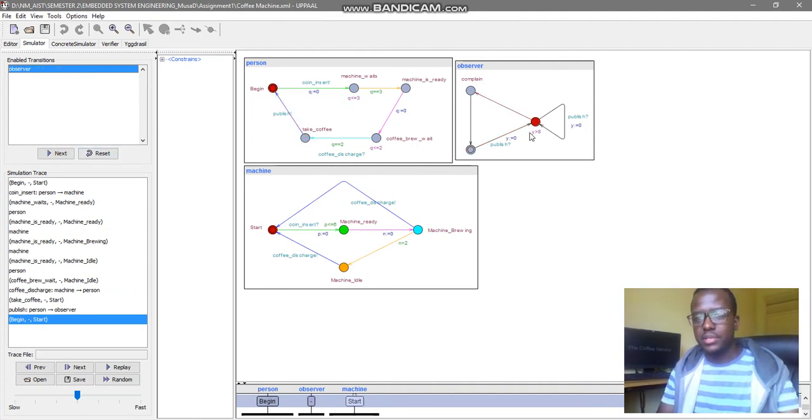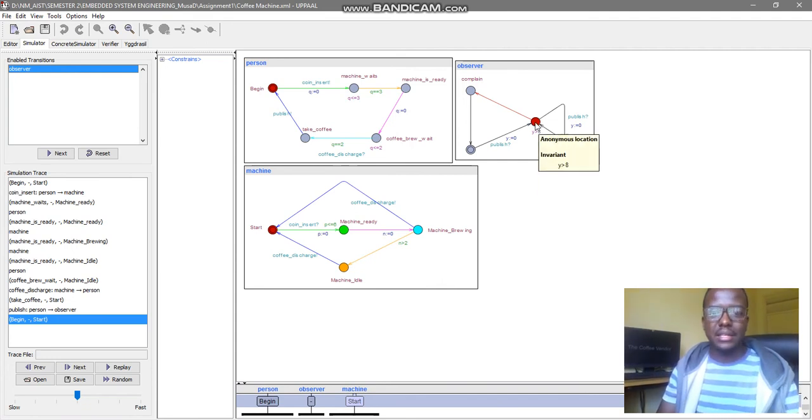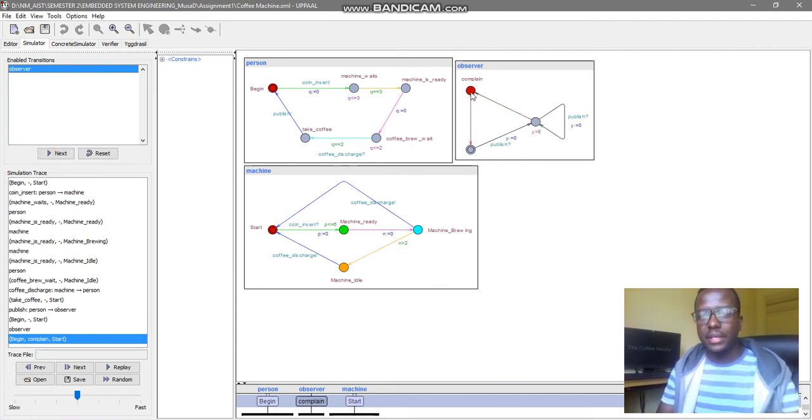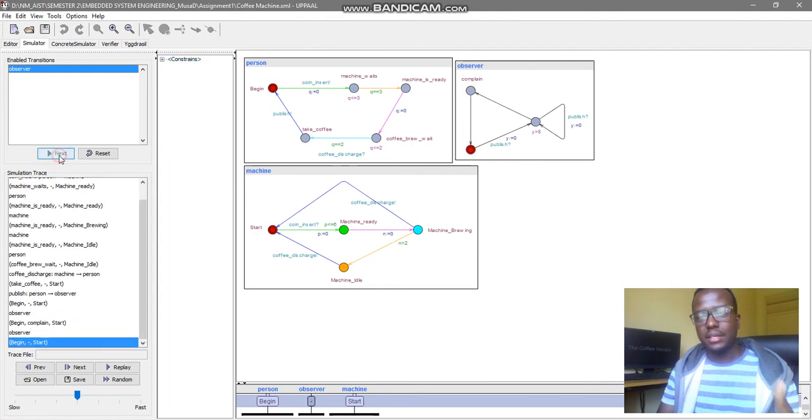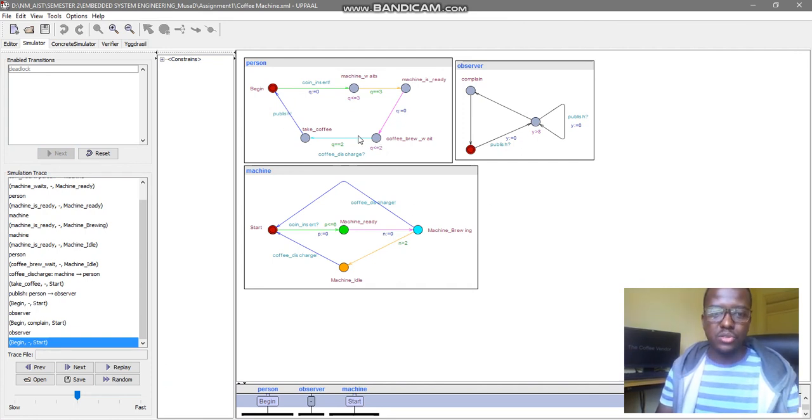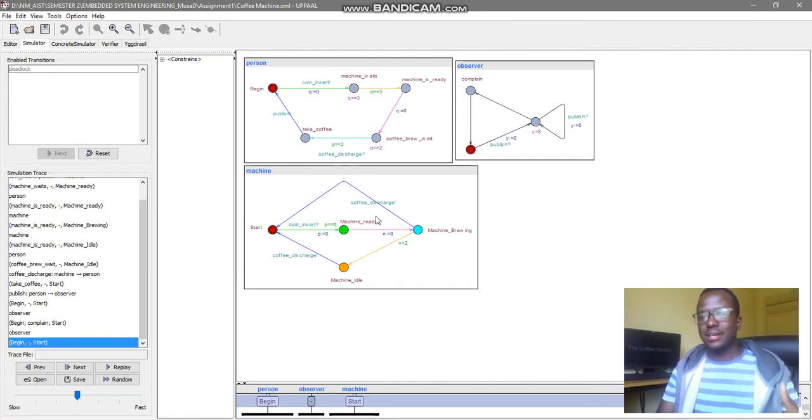Now you can see the observer has gone to a state where it analyzes that the time instants are greater than 8. Once the time instants are greater than 8, it goes to a complaint stage. This is where it complains that a person has to take coffee, so that it can publish. Then the observer goes back to the start after the person has taken coffee, and every other automaton goes back to start, so that another process of brewing coffee can be initiated by another person.